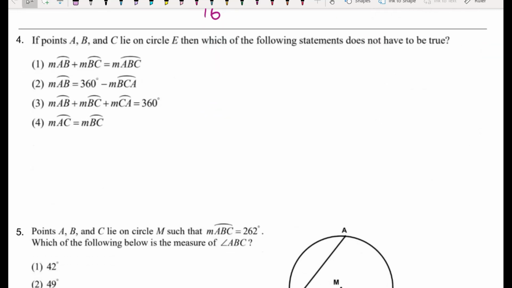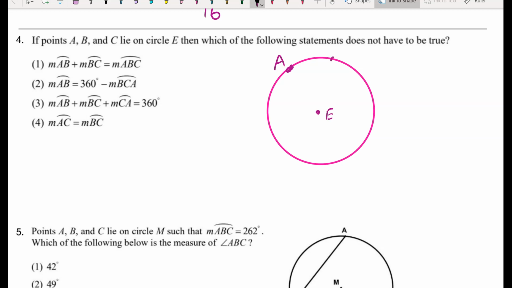Number 4, if points A, B, and C lie on circle E, then which of the following does not have to be true? Well, it says circle E, so there's center E, and A, B, and C are somewhere on the circle. So that's all it tells me. So I'll put them wherever I want. So let's go through these.